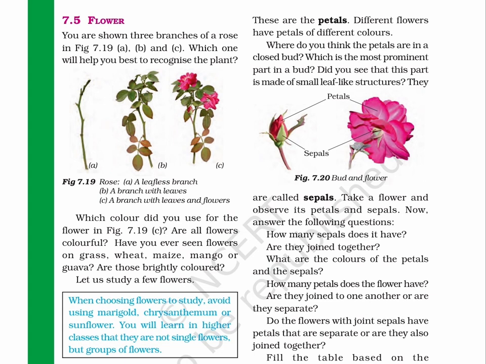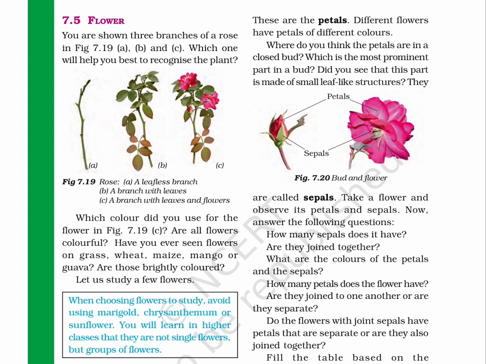We would require 1 bud and 2 fresh flowers each of any of the following: datura, China rose, mustard, brinjal, lady's finger, gulmohar. Also a blade, a glass slide or a sheet of paper, a magnifying glass and water. Observe figure 7.20 carefully. Look at the prominent parts of the open flower.